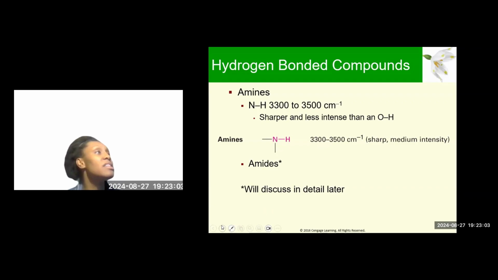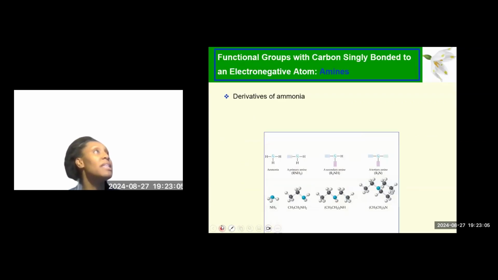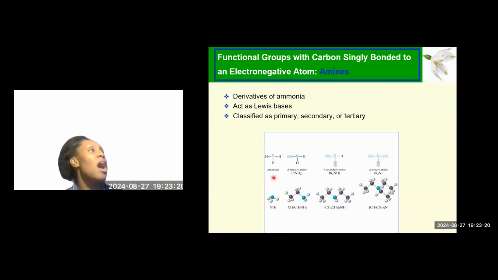So let's look into more about amines. Amines are derivatives of ammonia. With amines, you see the ammonia structure here, and you can have primary, secondary, and tertiary. Whether it's primary, secondary, or tertiary depends on how many carbons are attached. This little block right here represents a carbon.